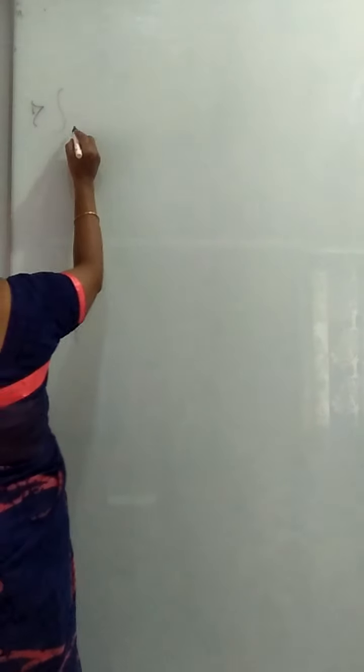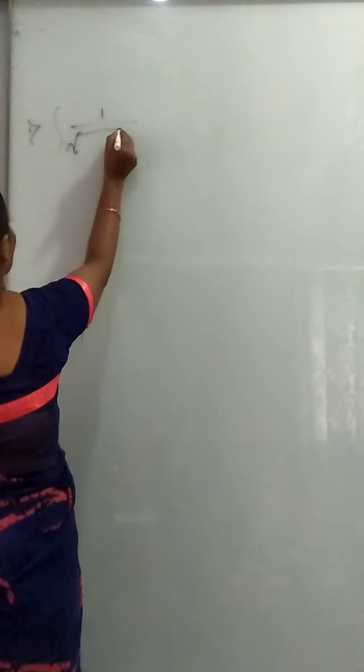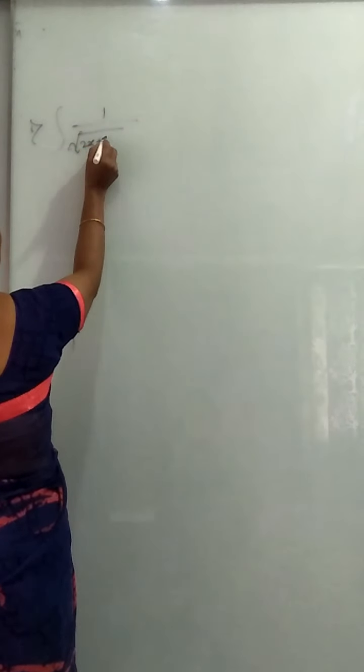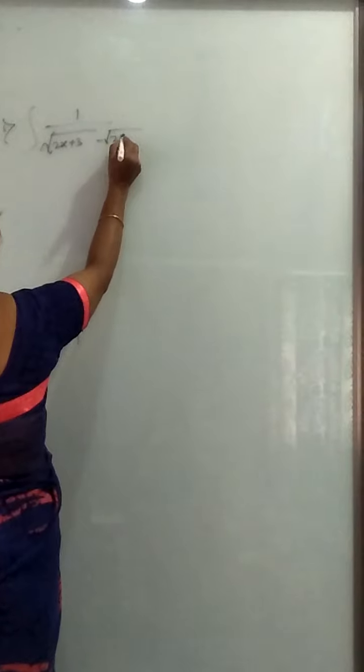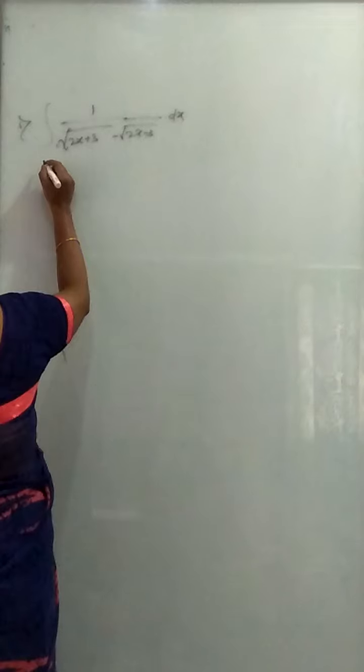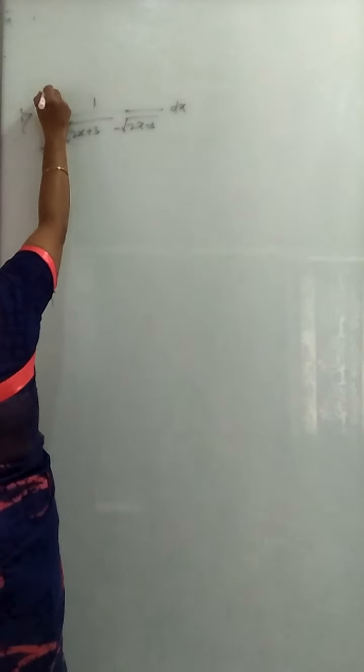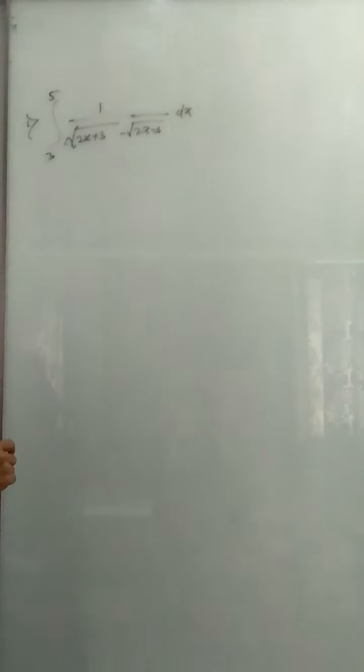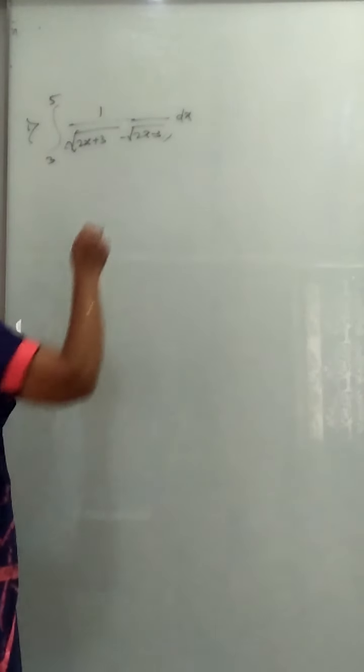Good morning, students. Now we have to solve some examples depending on the properties we have seen previously. The first example is: integrate with respect to x, 1 upon root of 2x plus 3 minus root of 2x minus 3, dx, and the limit of this integration is 3 to 5. Right, we see here our integral term has roots present.